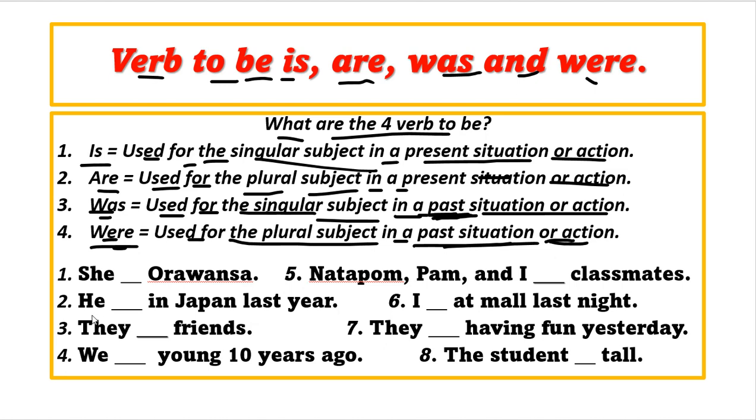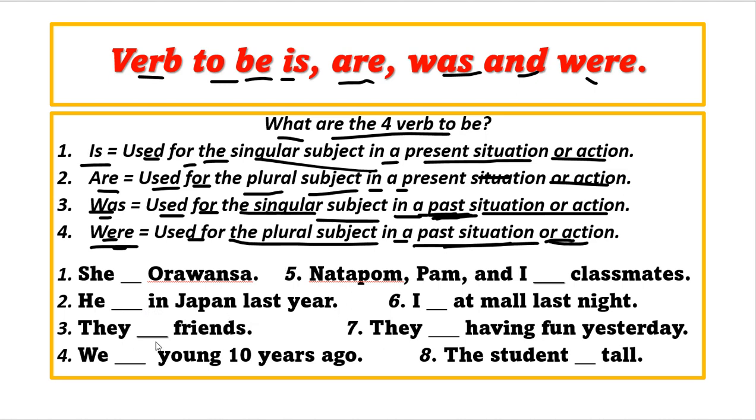So is. Number 2, he, blank, in Japan last year. From the words last year, the time expression, so what do you think? And the subject is he, so we must use was. He was in Japan last year.